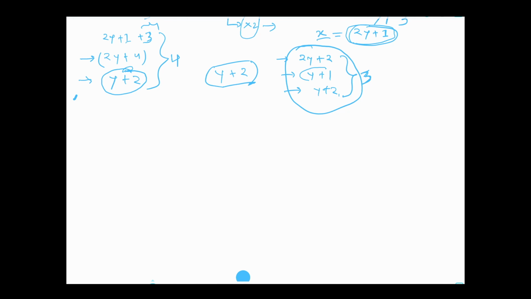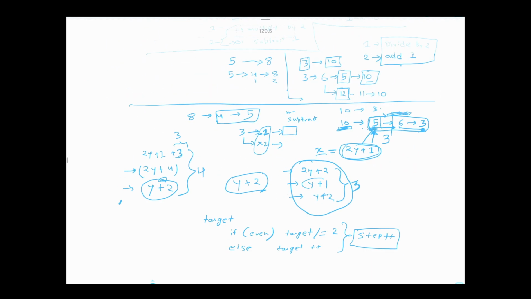So start from the target, right? So if target is even, target divide equals to 2, else target plus plus, and every time we do this, we increase the step, right?